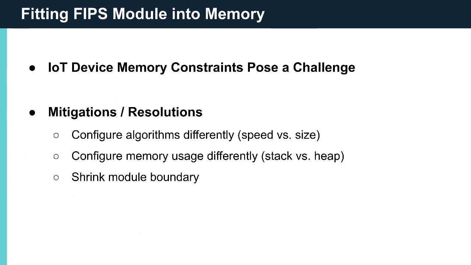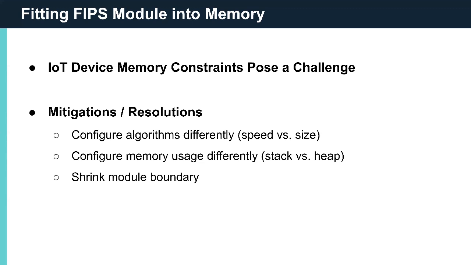As we mentioned, IoT device memory constraints pose a challenge. There's some mitigations or things we can do to help with that. We can configure algorithms differently sometimes. Oftentimes we'll have a configuration that you can tune an algorithm to be slower in trade-off for a smaller size on disk. Sometimes you can configure memory usage differently.